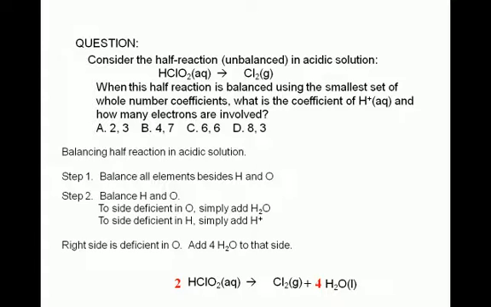Now, oxygen is balanced. Next, we balance hydrogen. The left side has 2 hydrogens, but the right side has 8 hydrogens. So, to balance the hydrogens, we add 6 hydrogen ions to the left.